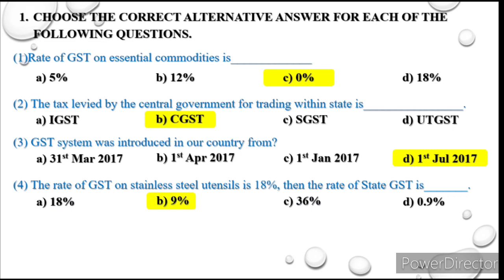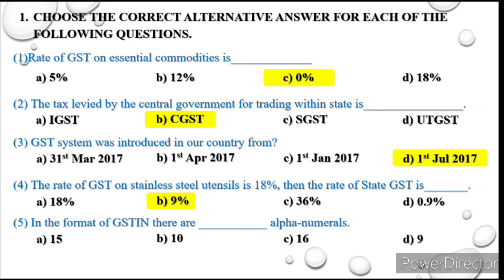Now we will see the fifth MCQ. In the format of GST identification number, there are dash alphanumerals. You know all that, how many alphanumerals are there? There are 15 alphanumerals. So the correct option from the given alternatives is 15. So this is your first question where you have to choose the correct alternative and write it in the blank. Let us move to the second question.